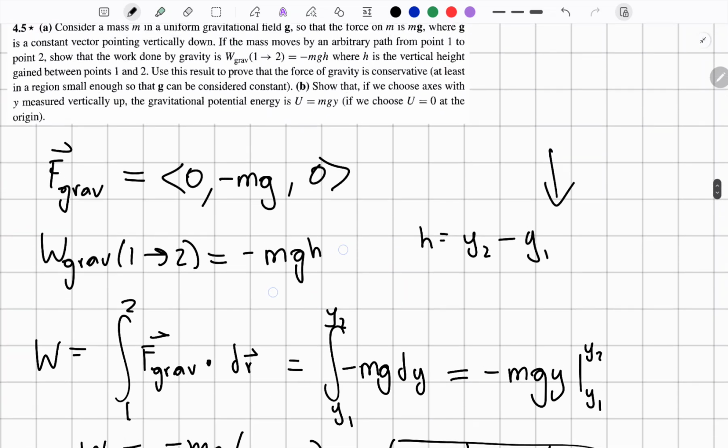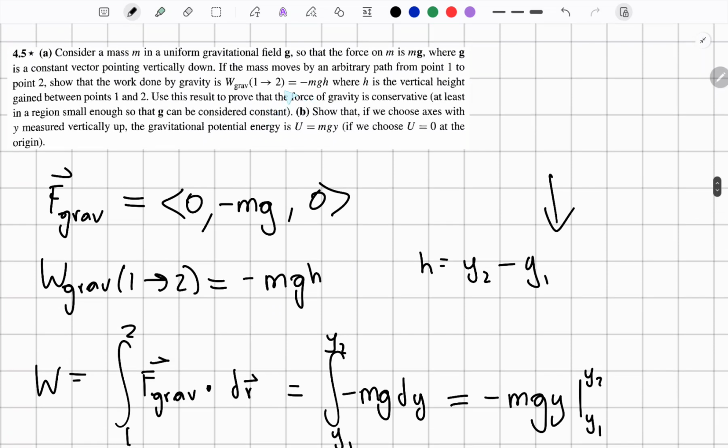So we've gone ahead and shown that the work done by gravity moving from one point to another is going to be negative mgh, where h is the vertical height gained. And we have gone ahead and shown that the gravitational potential energy at any point is mgy if we choose the y-axis to be measured vertically upwards.